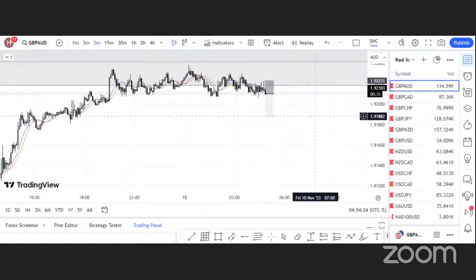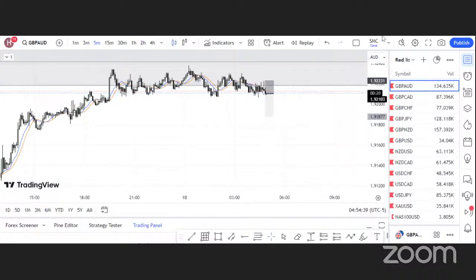So we are going to give this some minutes. If it goes against us, we close the trade. If it goes down, we close in profit. So let's just give this a little bit of time.